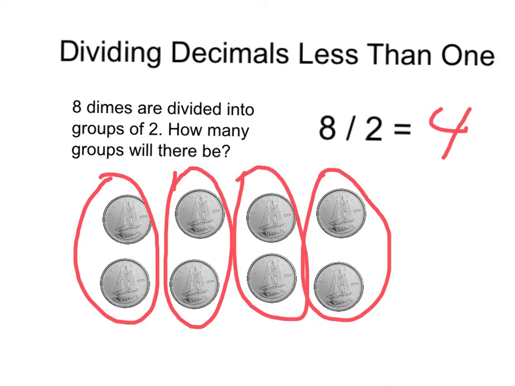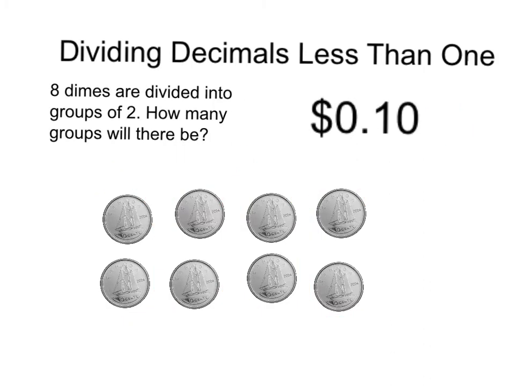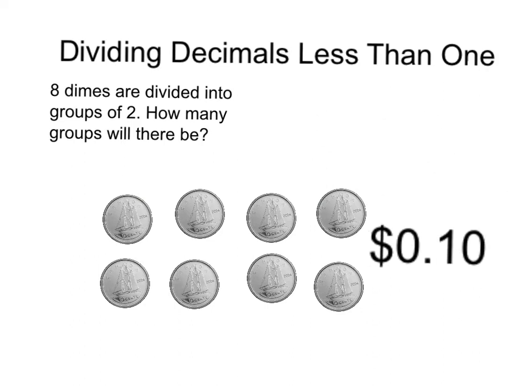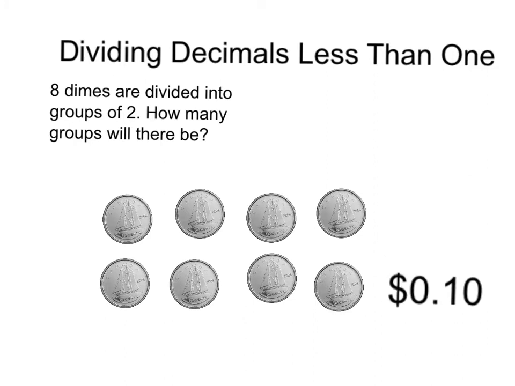Now I chose dimes for a reason, because we can also think about dimes as decimals, because a dime is just a fraction of a dollar, and we sometimes might see 10 cents written this way. So on something like a receipt, money is usually written in decimal form, so a dime would be $0.10. So let's think about the same question, but we'll think about our dimes as decimals and see what answer we get. So the total amount of money we have represented here is 80 cents.